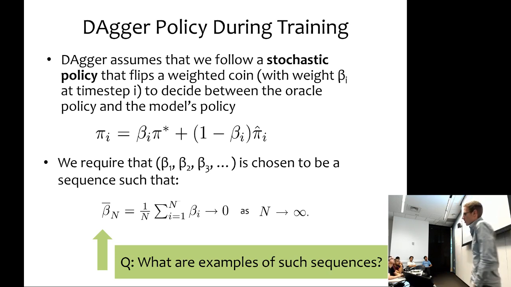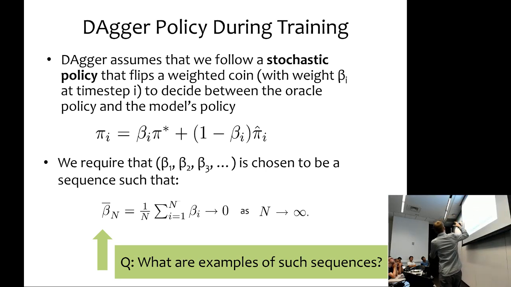Okay, so here's the first important detail, which is about the notion of stochasticity that we have here. So Dagger is going to assume that we follow a stochastic policy that flips a weighted coin, where the weight on that coin is some beta i at time step i. Okay, and it will use that weighted coin flip to decide between the oracle policy and the model's policy.